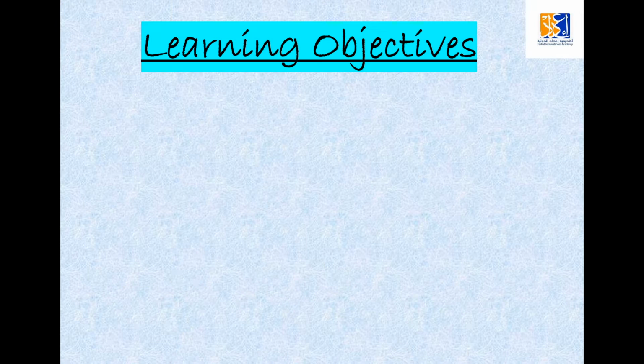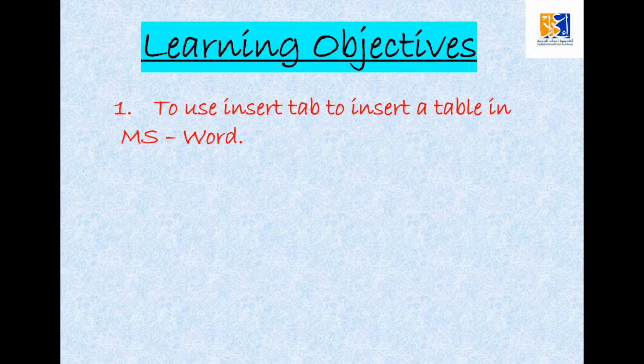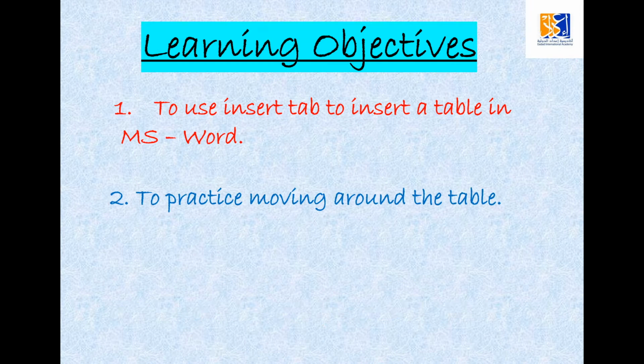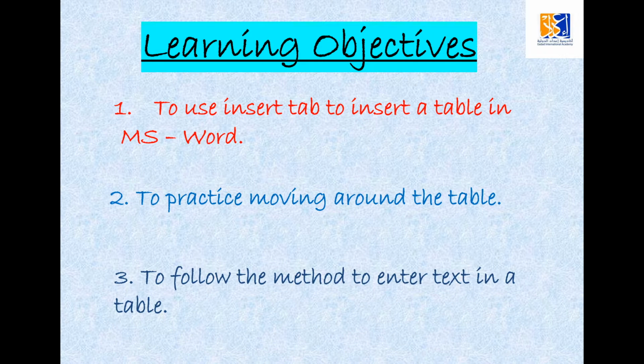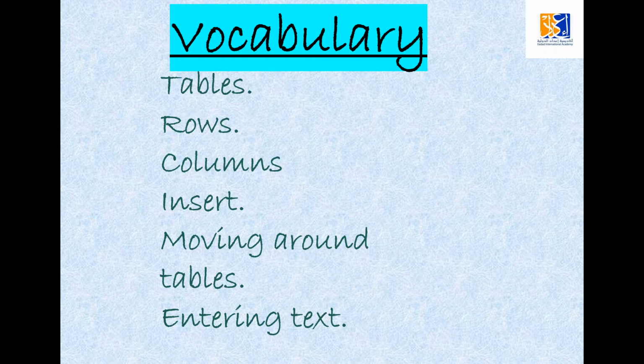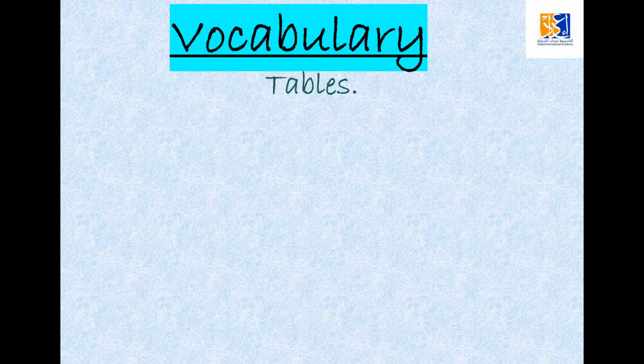Okay? So our learning objectives are to use the Insert tab to insert the table in Microsoft Word, to practice moving around the table, and to follow the method to enter text in a table. Okay? These are our 3 learning objectives for today. Our vocabulary that we are going to use today are tables, rows, columns, insert, moving around tables, and entering text.